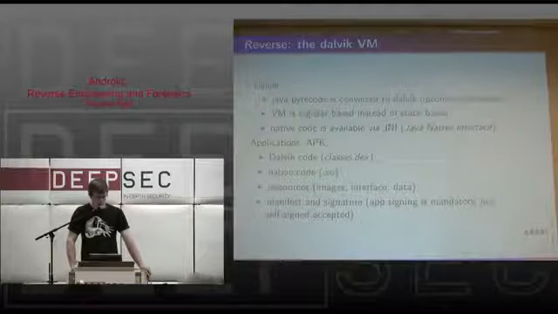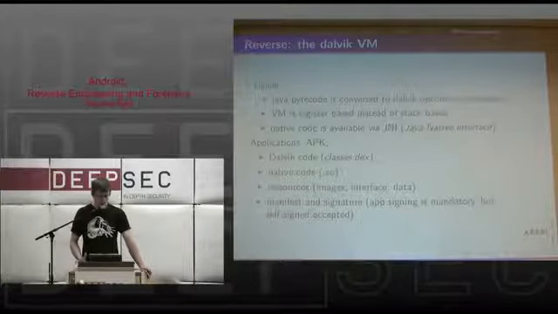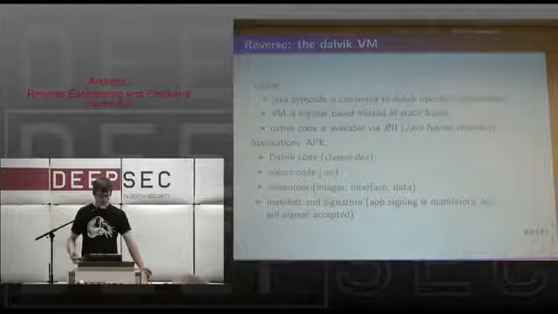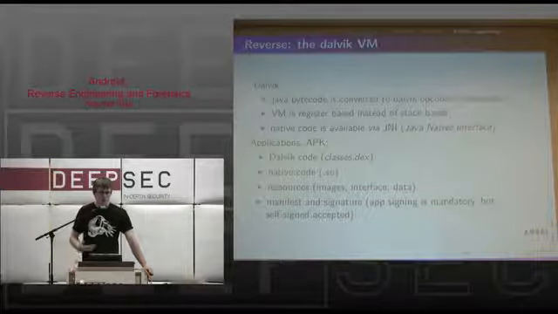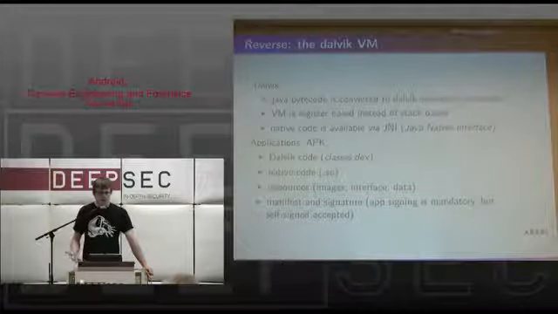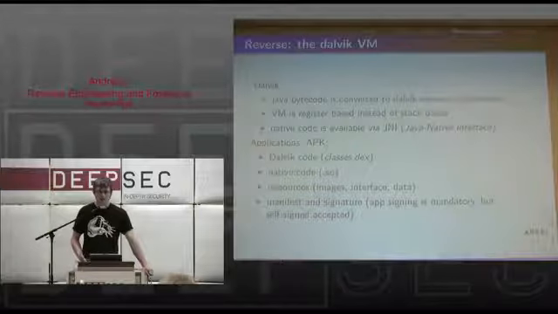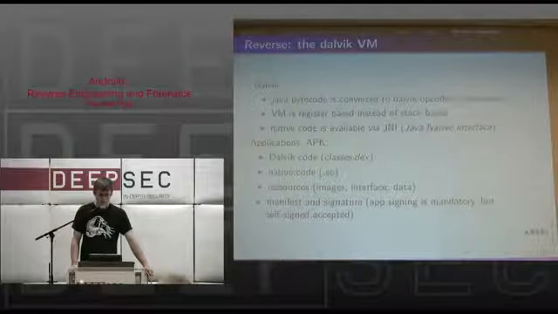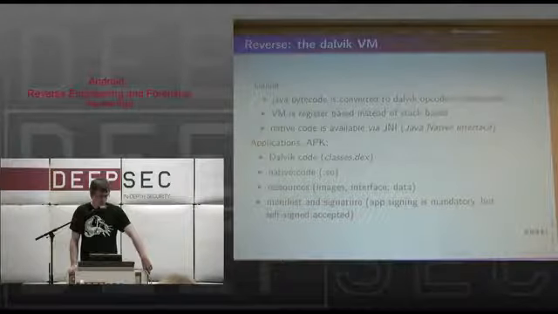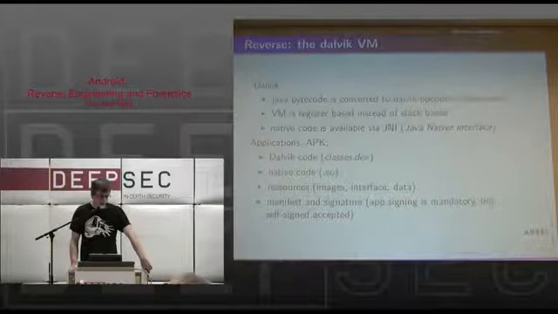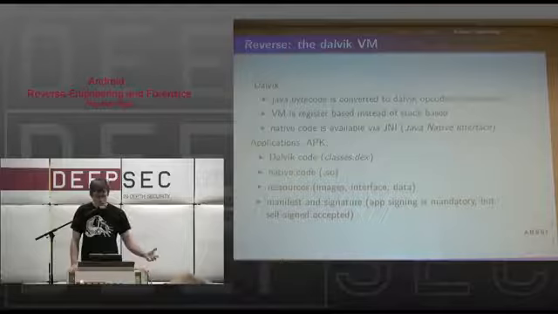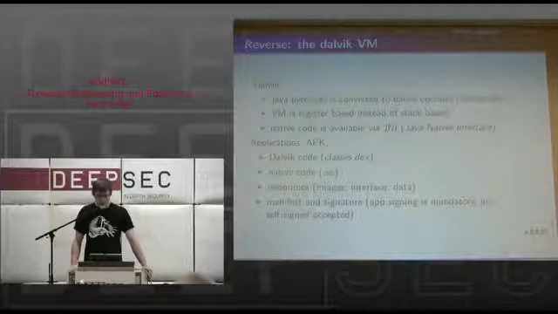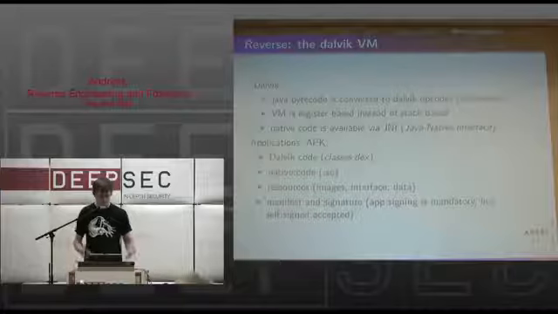In essence, the virtual machine is register-based instead of stack-based, which is a major difference. But as I said already, native code, for example code in C or C++ to access lower-level functions and have better performance, is still accessible with the Java Native Interface. The native code is stored in shared libraries, .so files, in the APK, and you can find resources with images, interface, data, you can find anything.